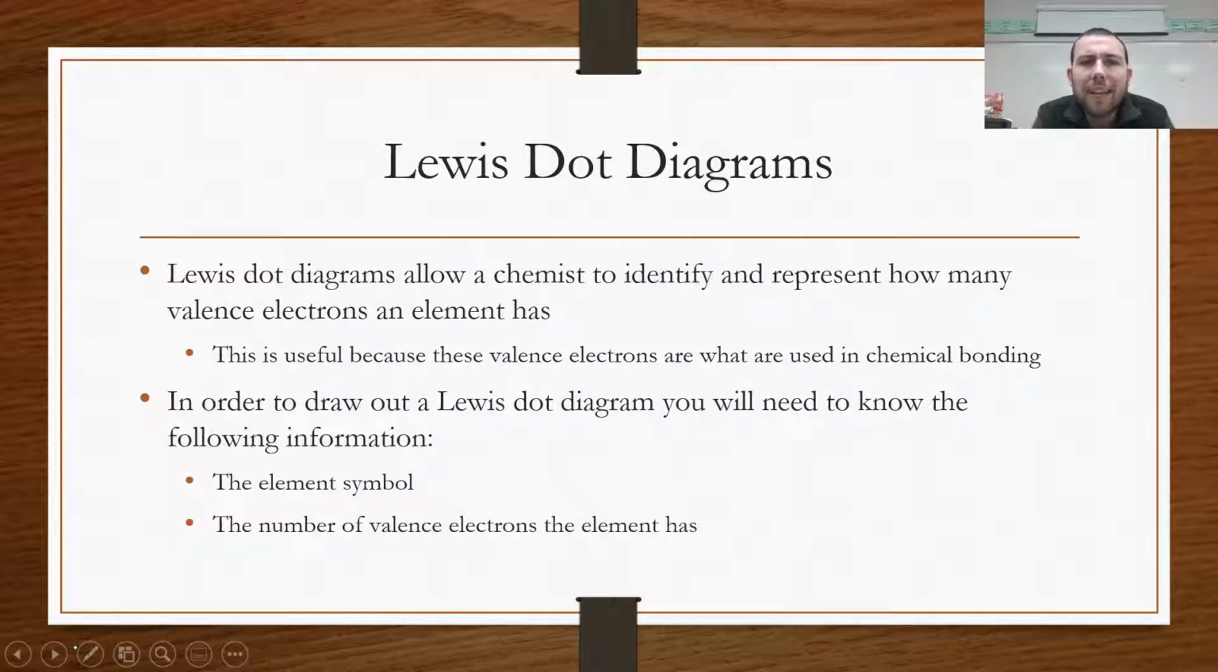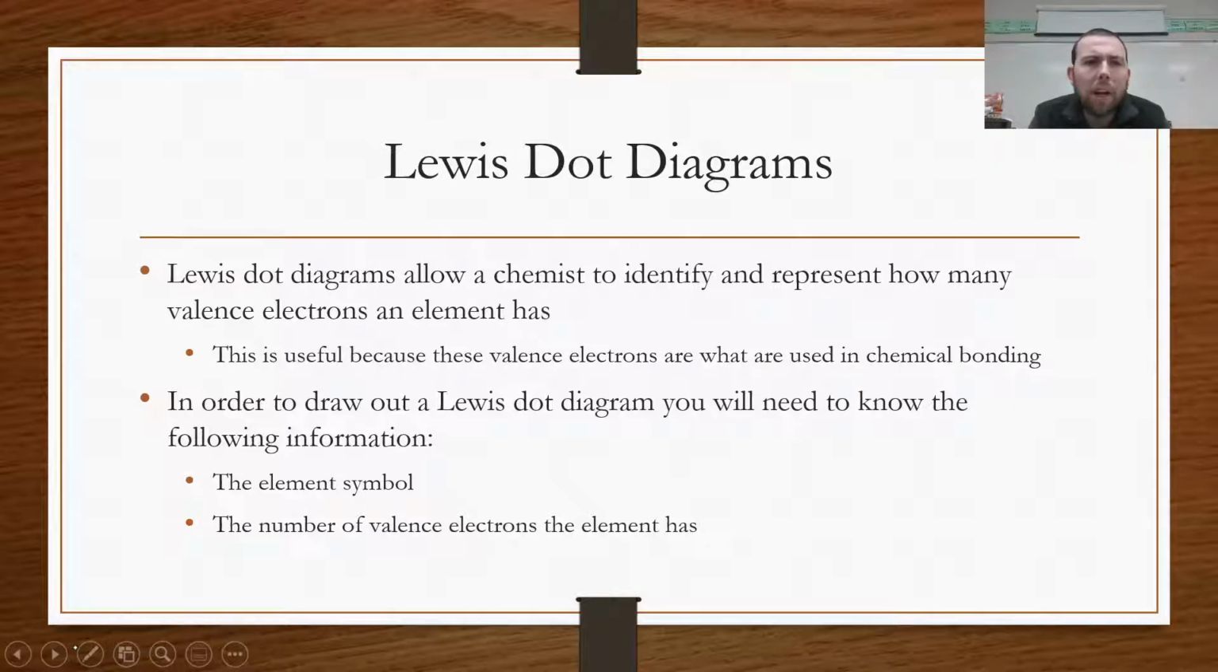But what a Lewis dot diagram allows you and I to do is to identify and represent how many valence electrons an element has. And if you recall, when I say valence electron, we're talking about the electrons that are in the outermost ring of the Bohr model for that particular atom.